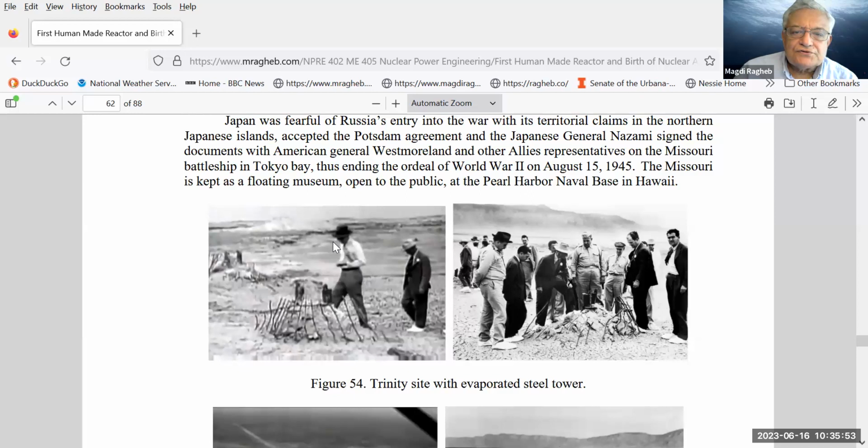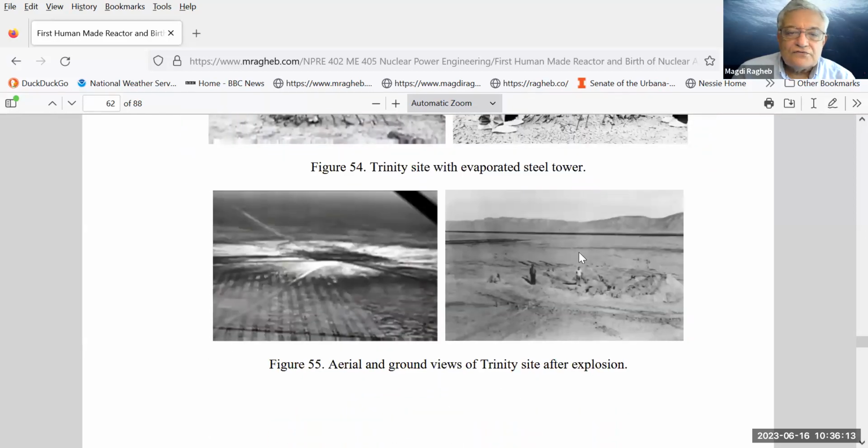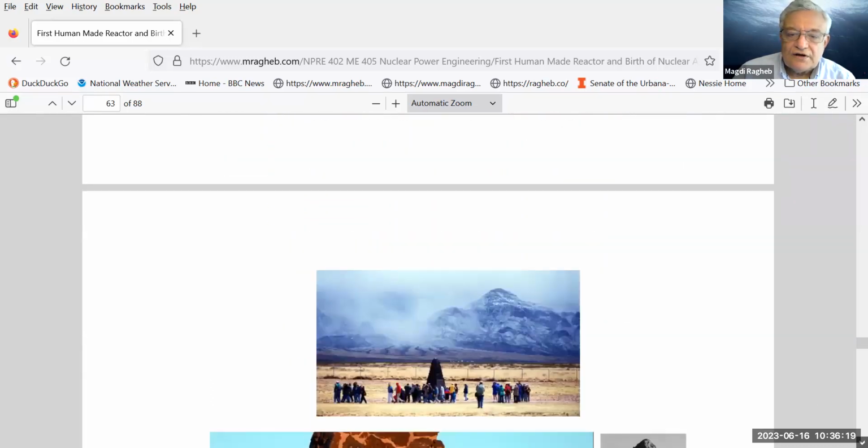This is a picture showing Robert Oppenheimer here, where the tower on which the Trinity test of the plutonium-239 was done totally evaporated. This is Leslie Groves, Robert Oppenheimer again. There is a commemorative, and this is another picture from an airplane of the site. So the devastation was there by the Trinity device.